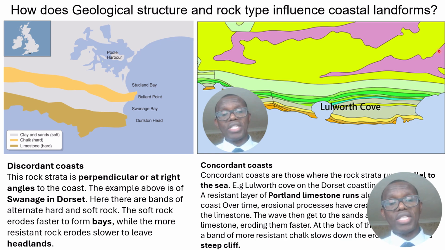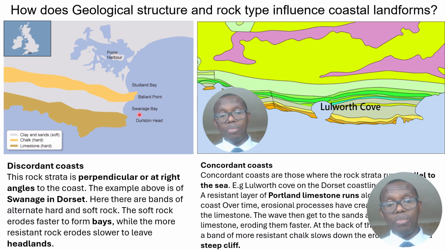So we have two different types of coasts, and the first one we are going to look at here is discordant coastlines. At a discordant coastline, the rock layers, as you can see here, are laid out perpendicular to the coastline or to the sea. So if this is the sea here, you can see that the rocks are perpendicular to the sea or at a right angle. Now, when this happens and you have variations in the rock strata and the rock type, then that is likely to lead to different rates of erosion.